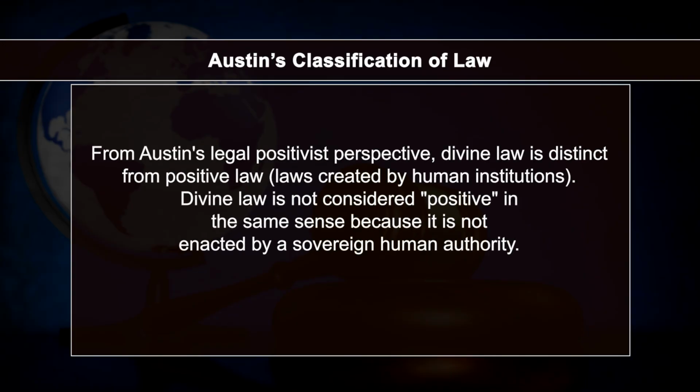These laws are based on religious beliefs and moral principles as perceived to be dictated by a deity or deities. From Austin's legal positivist perspective, divine law is distinct from positive law that is created by human institutions. Divine law is not considered positive in the same sense because it is not enacted by a sovereign human authority. Instead, it is seen as deriving its authority from a divine source.